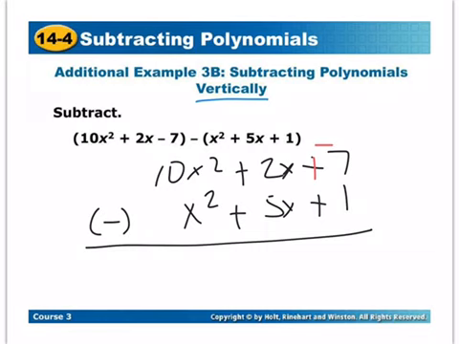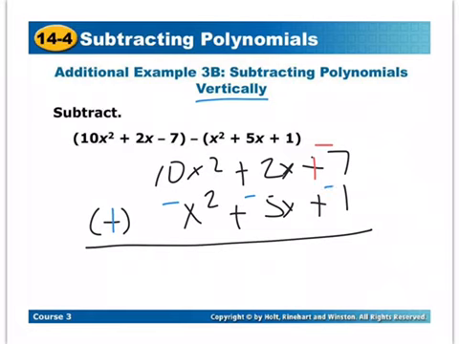So then I go to the big minus. I change it to a plus, and every element of this bottom polynomial will change to a negative. So the x squared turns negative, the 5x turns negative, and the 1 turns negative.